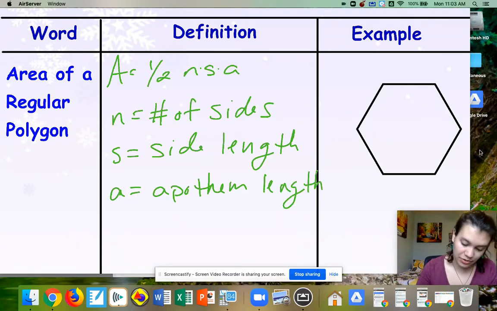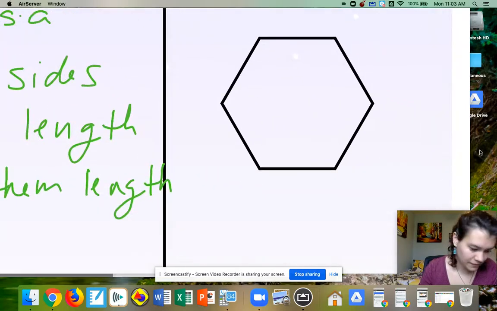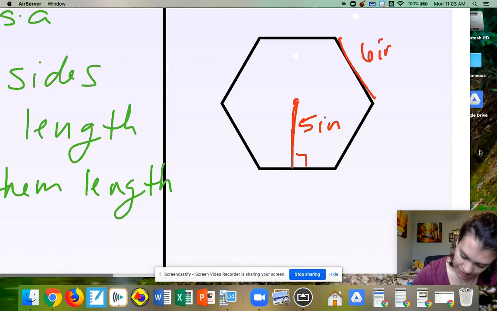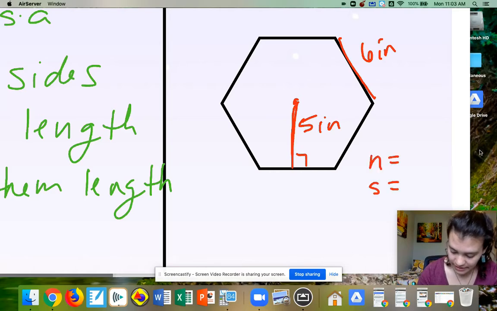So on the example over here, I'm going to label this and zoom in a bit. Here's our center point. Here's the apothem dropping straight down. This is going to be 5 inches. And then this side will be 6 inches. So I always start by labeling everything. So we need to find an N, our S, and our A.